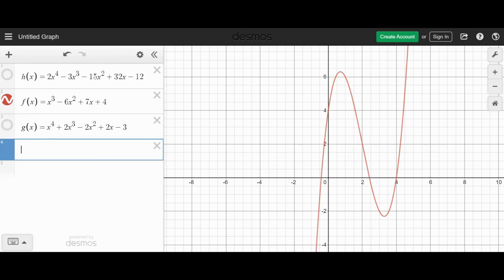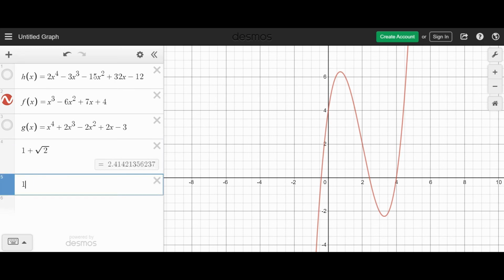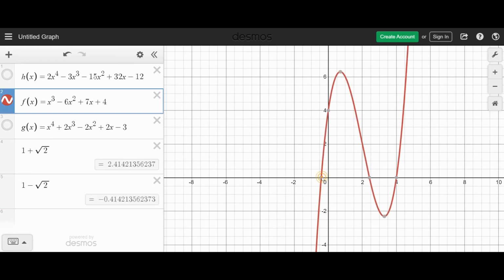If we go here and say 1 plus the square root of 2, you'll notice that that's one of the zeros that I had, and 1 minus the square root of 2 is going to give me the other 0. So you can see this negative 0.414 matches that 0, and this 2.414 matches this 0. So these two zeros as shown are just decimal approximations.